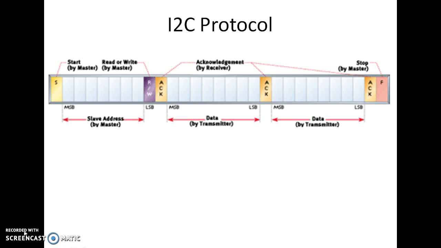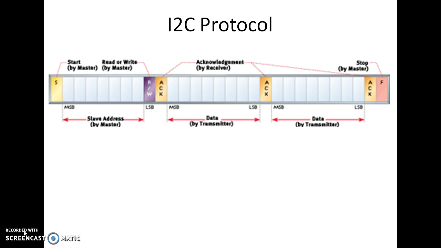Then this is the I2C protocol: how the data is transmitted from master to slave or slave to master, and how the handshaking is done between the master and slave. Initially there is the start bit, which is always initiated by the master. The master will send a start bit.